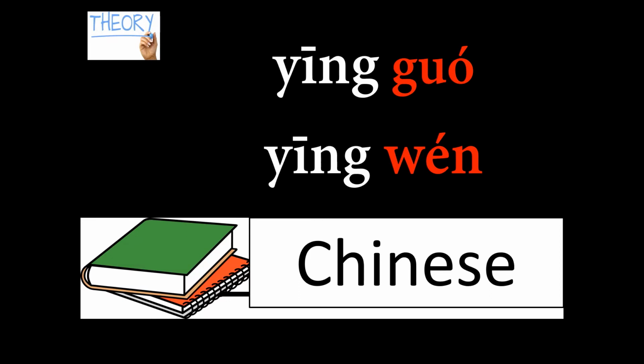Okay, 英国. Now, the only difference between the country and the language is the second word. Okay, it's 英文. 英国 becomes 英文, just as in English, you have England becomes English. Similar patterns to English.